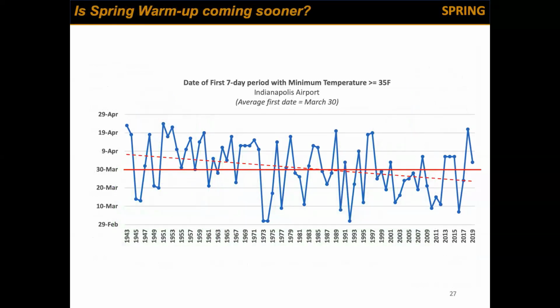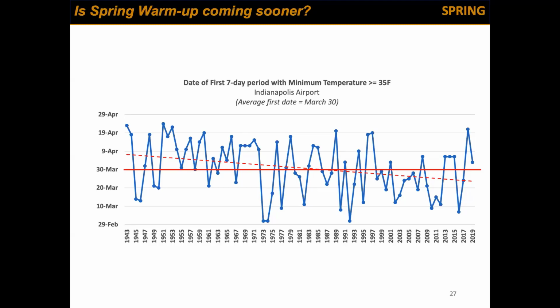Something that is certainly of interest to those in the agricultural community is the date of the last freeze in the spring. Melissa Whitholm had briefly mentioned this in her presentation when she talked about the expansion of the frost-free season. I wanted to explore this topic a little differently by considering the first date of a full 7-day period when the minimum temperature was greater than or equal to 35 degrees Fahrenheit. And it was, again, a 7-day period of this happening.